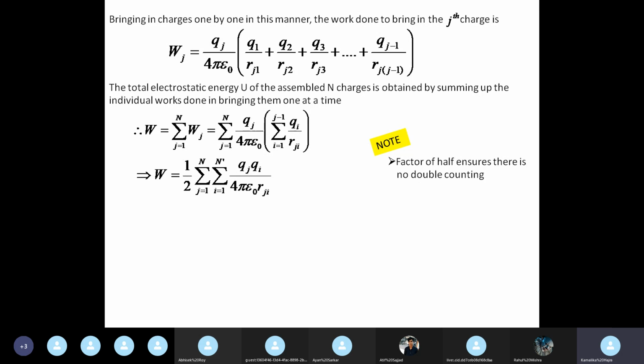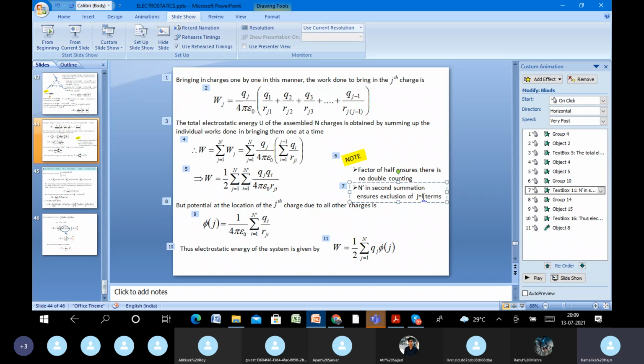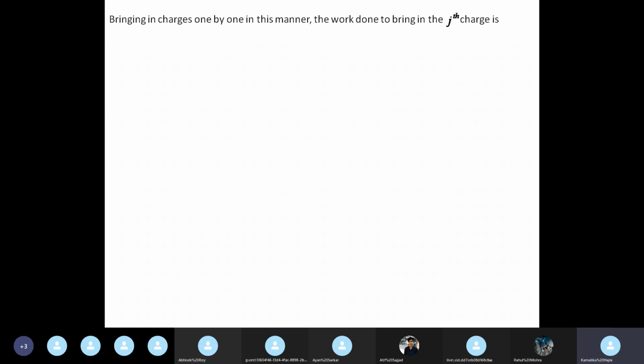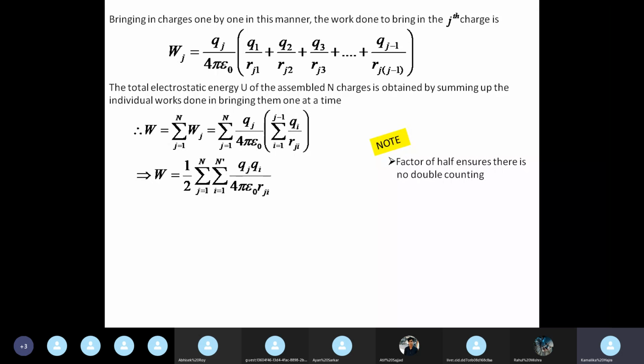So if we count them twice, it will give us double the value. In order to ensure there is no double counting, we have to put a factor of half in front, and this n prime in the second summation ensures that we exclude all j equal to i terms. We can't include the j equal to i terms because they again would give the same contribution. So we just put a different index over here. All right.